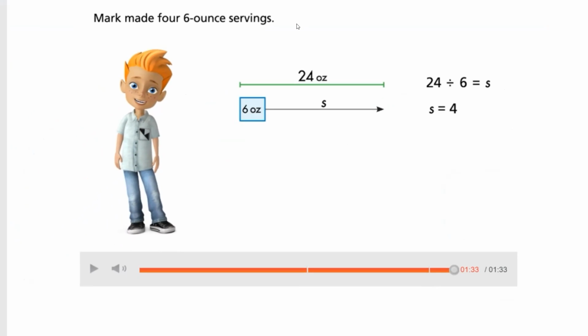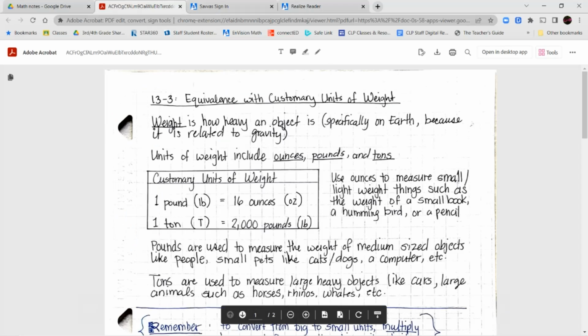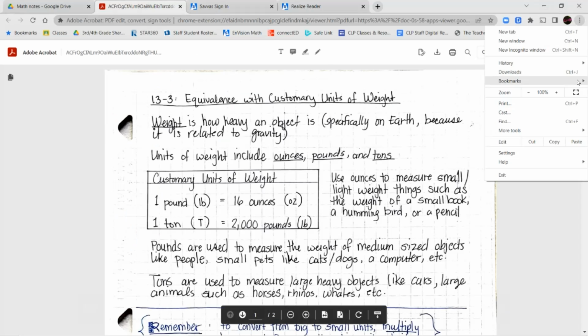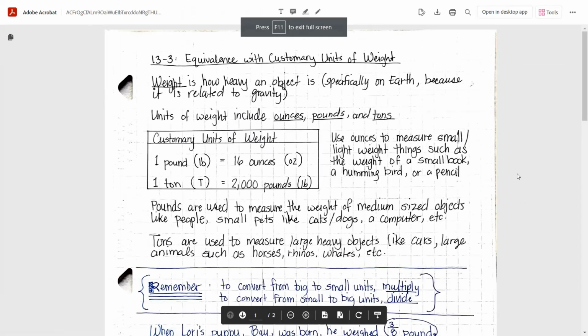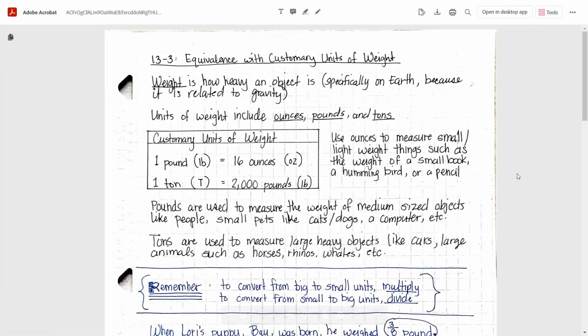Okay, let's go ahead and get into our notes and our guided practice. Now for our notes on this lesson, again, we're working with customary units of weight. With customary units of weight, we're talking specifically about how heavy an object is here on Earth, because weight is related to the pull of gravity. It's a little bit of a flip back to science for you guys.